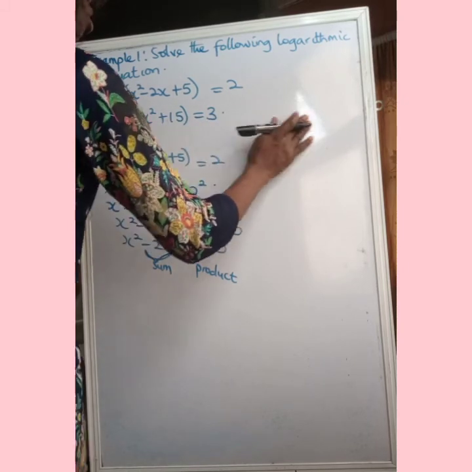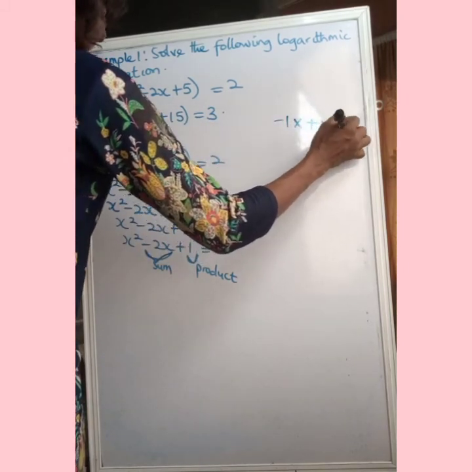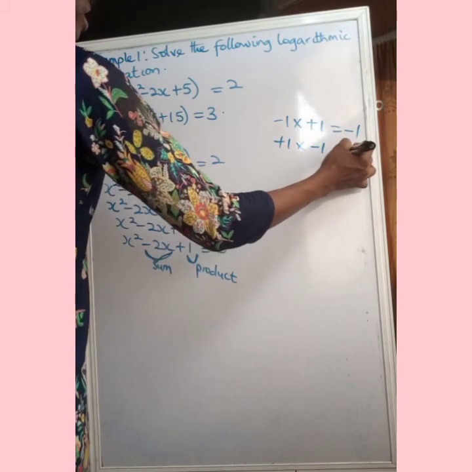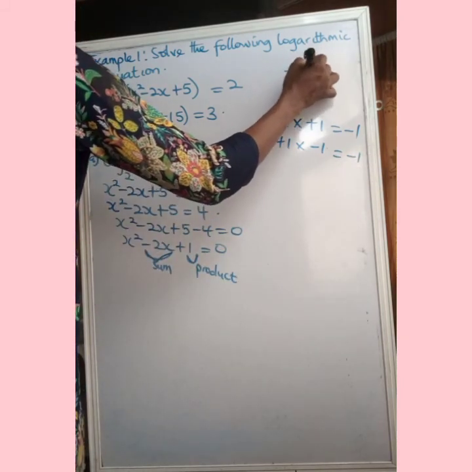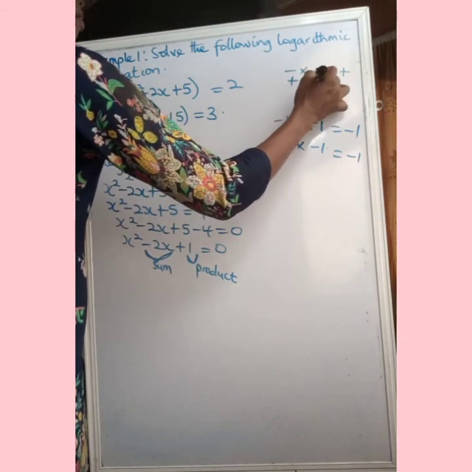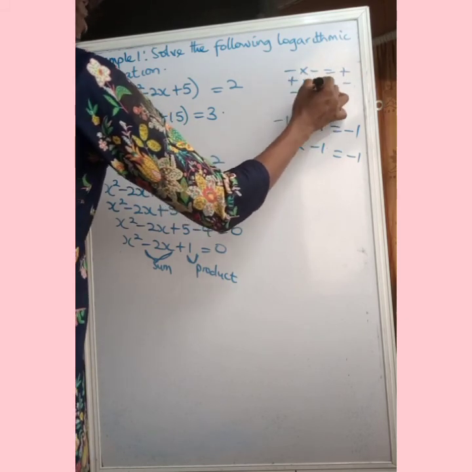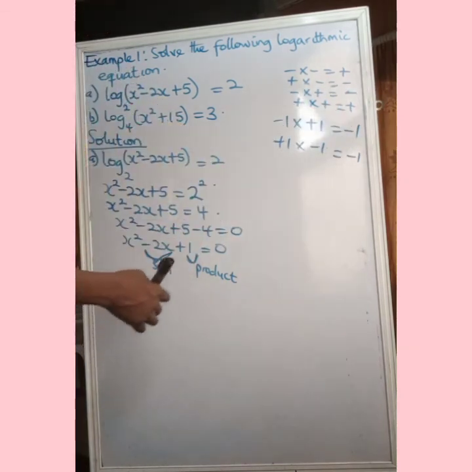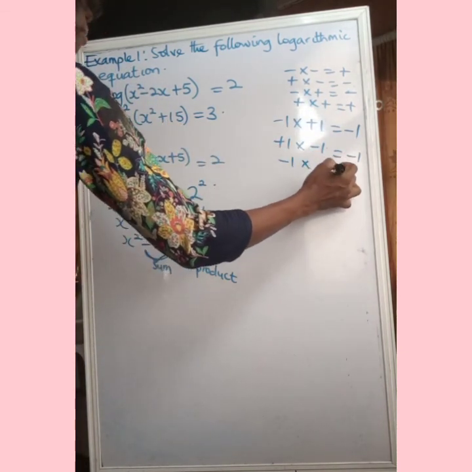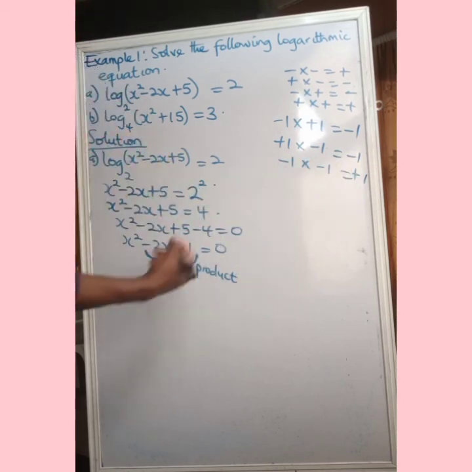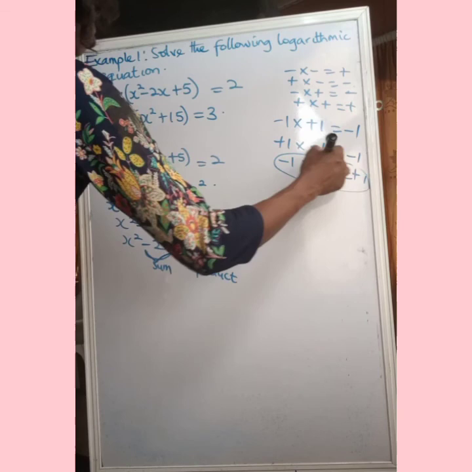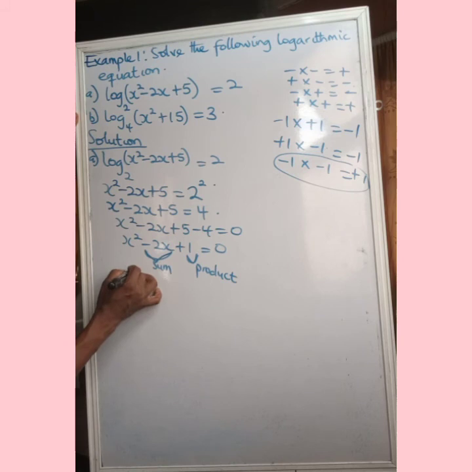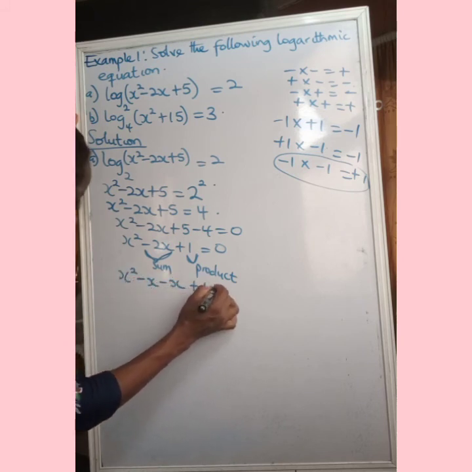So if you have minus 1 multiplied by plus 1, that will be minus 1. If you have plus 1 multiplied by minus 1, that will be minus 1. We already know that minus times minus equals plus. Plus times minus equals minus. Minus times plus equals minus. Plus times plus equals plus. So minus 1 multiplied by minus 1. Minus times minus is plus. 1 times 1. So you can see that this is what will work. So if this is what will work, what do we do? You have x squared minus x minus x plus 1 equals 0.